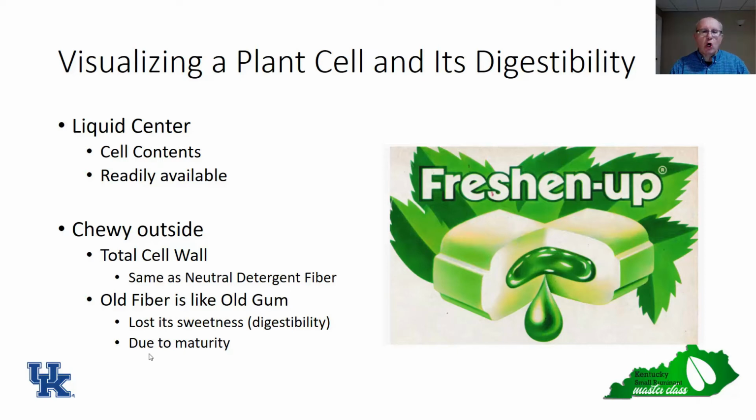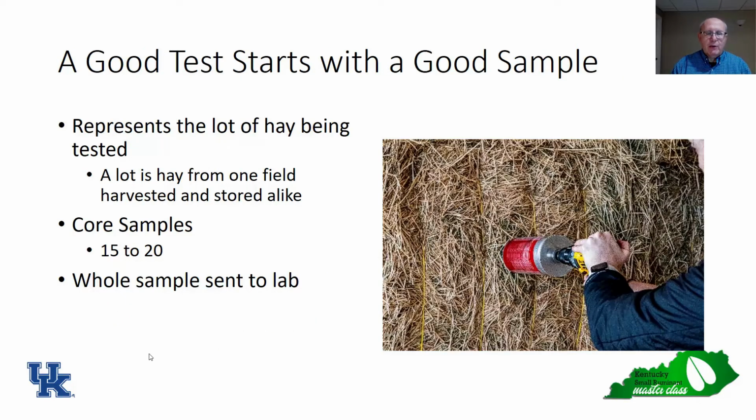Old fiber is like old gum and something that you don't want. It's lost its sweetness, at least in my analogy, and comparing that to the cell wall. Old cell wall or old fiber, mature fiber, has lost some or a lot of its digestibility, and loses digestibility due to advanced maturity.